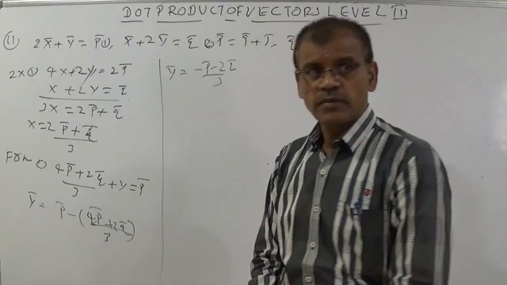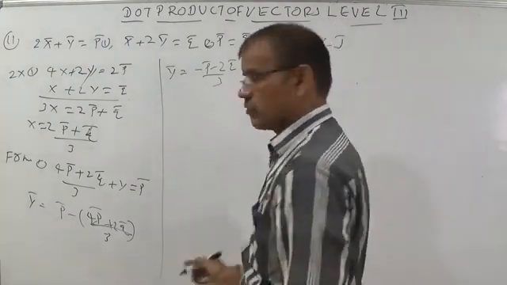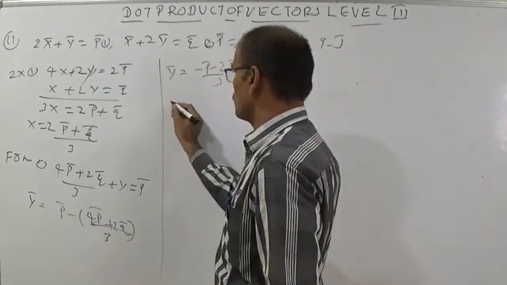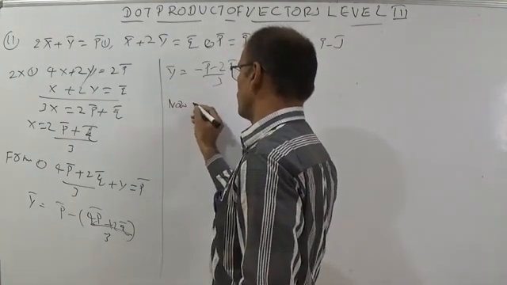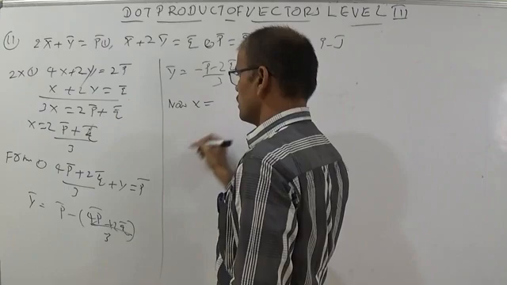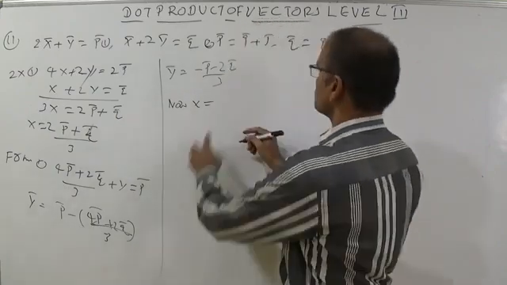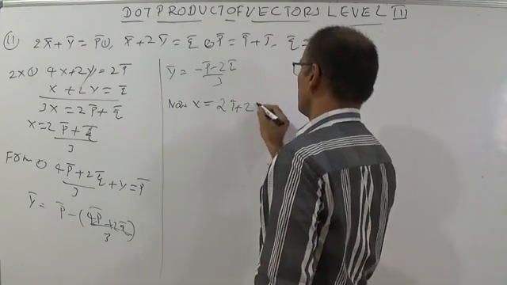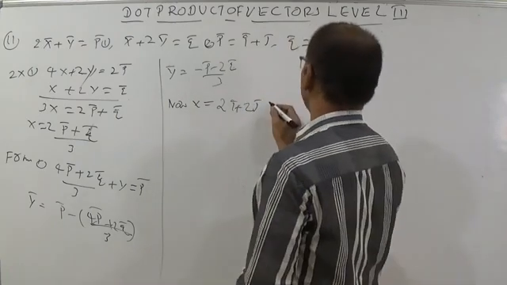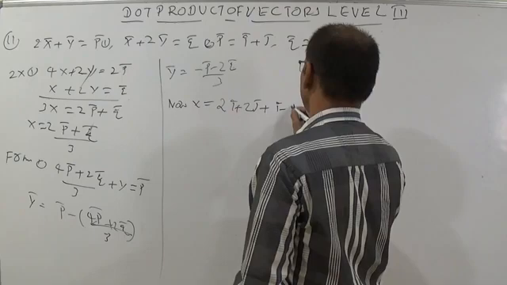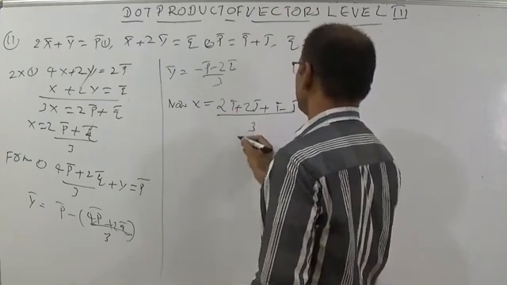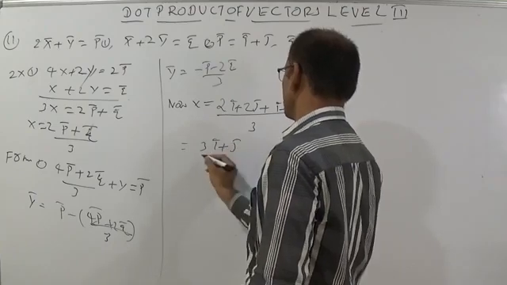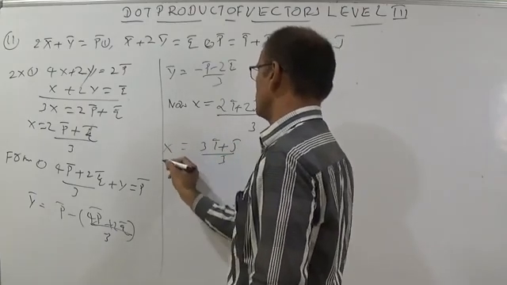Now he is asking the angle between X and Y. So first of all, what is P, what is Q he has given. Now I am writing using the values I and J. X is equal to (2P plus Q) by 3. What is 2P? Here you write (2I plus 2J plus I minus J) whole by 3. Now you can write (3I plus J) whole by 3. This is the value of X.